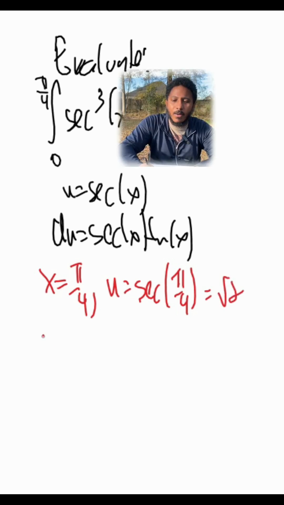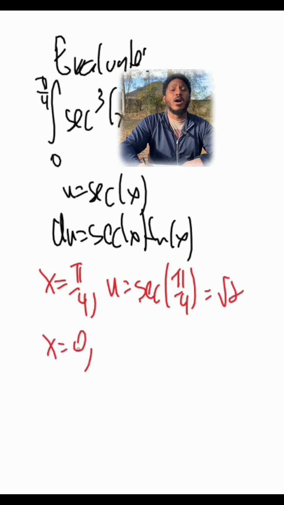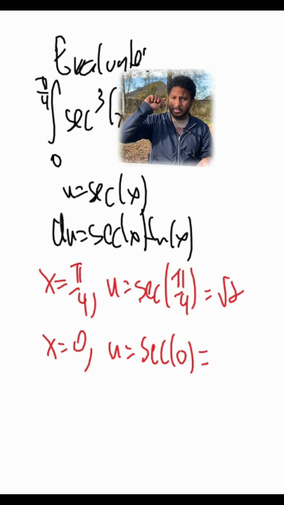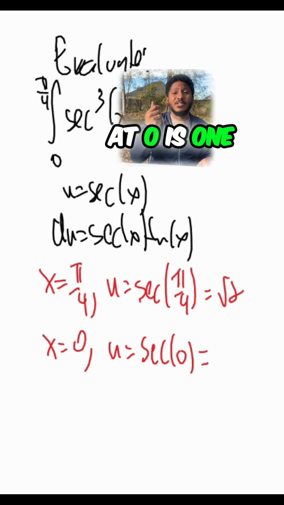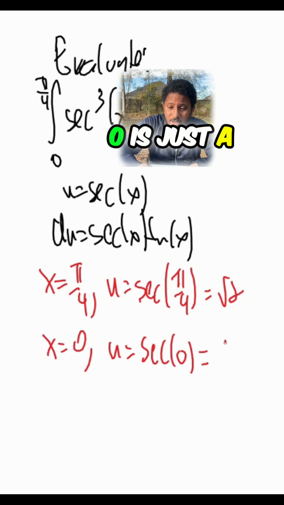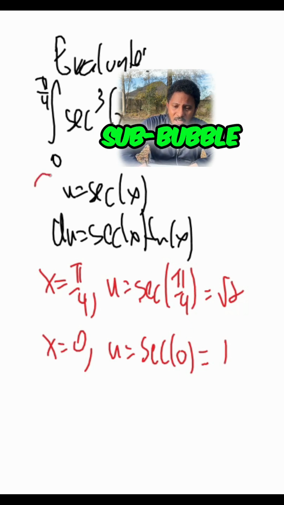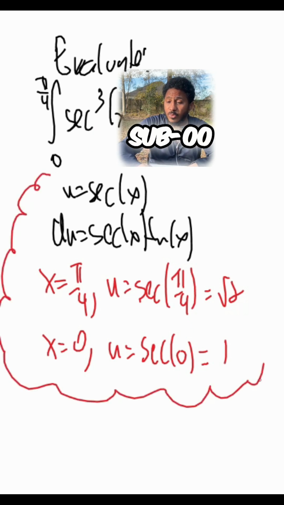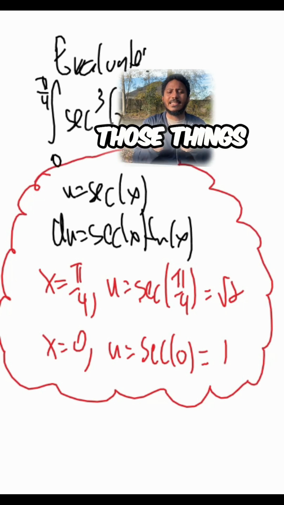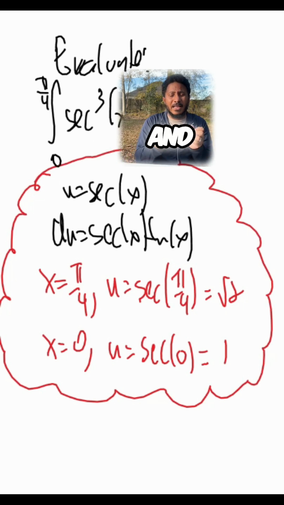And then when x equals 0, our lower limit, we know that u equals the secant of 0. The cosine at 0 is 1, so the secant is the reciprocal of that, so the secant at 0 is just 1. So this becomes our u-substitution. Now we can plug those things into our integral, and hopefully it's an easier integral to integrate. Let's try it.